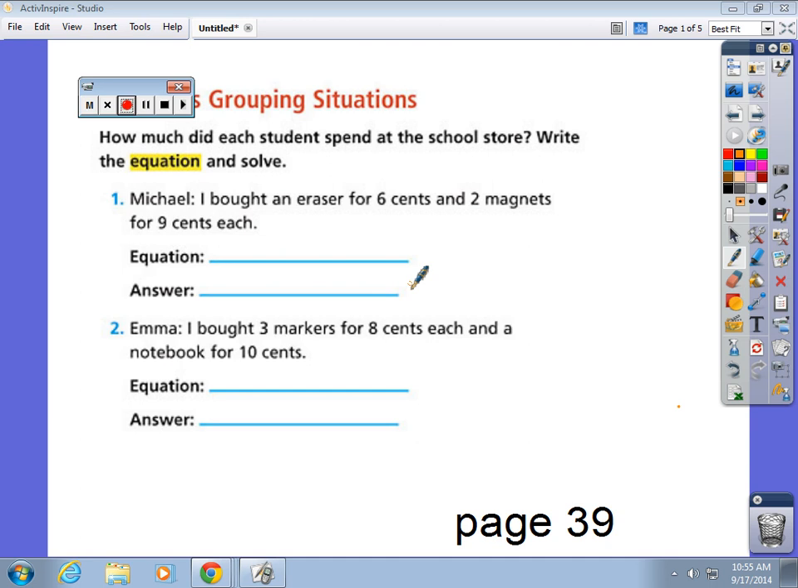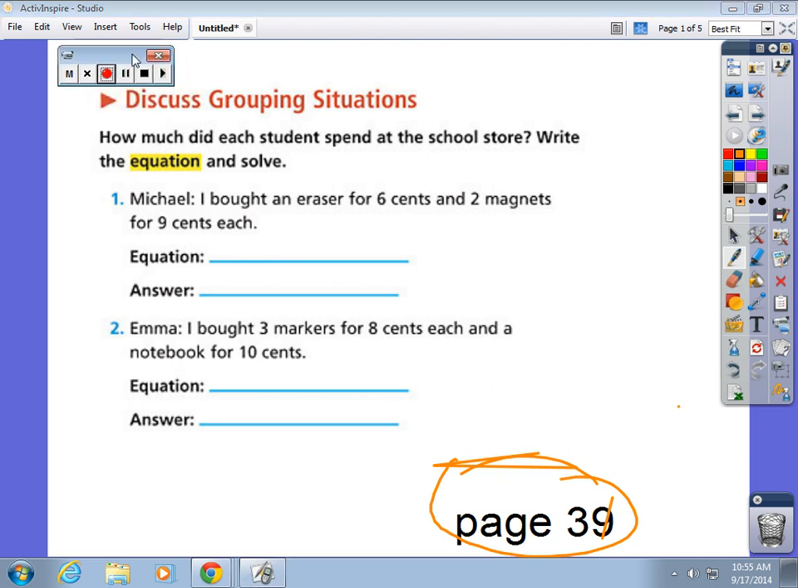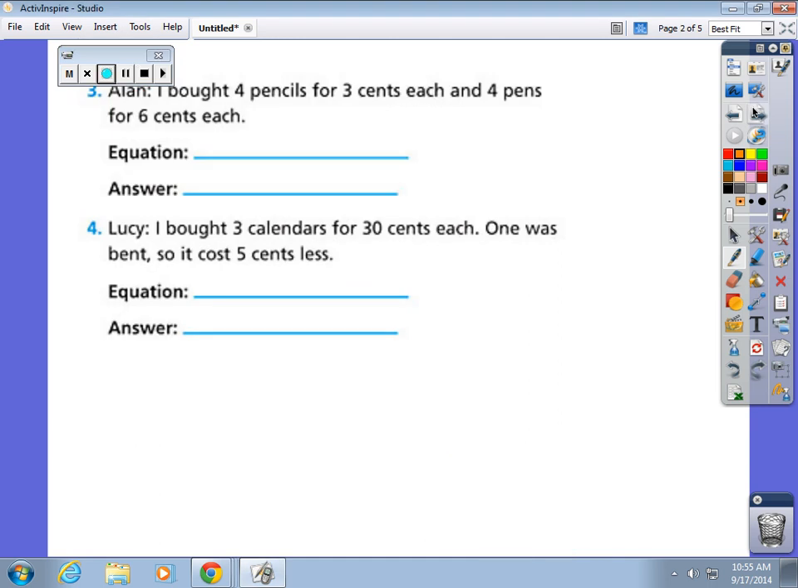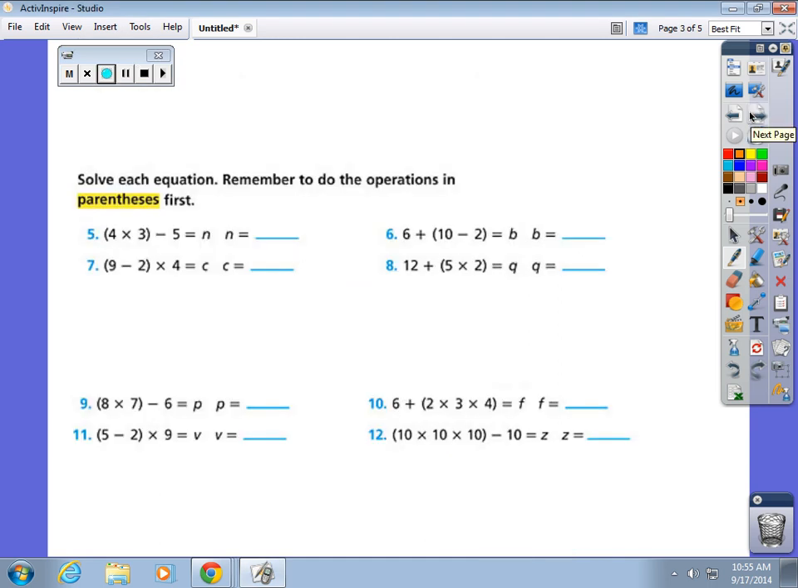I am on page 39 in your workbook. My marker's not cooperating right away. So, page 39 in your workbook. I do want to jump to the bottom of the page. We'll get to the top here in just a minute, but I want to start with solving them, and then we'll get into writing them.